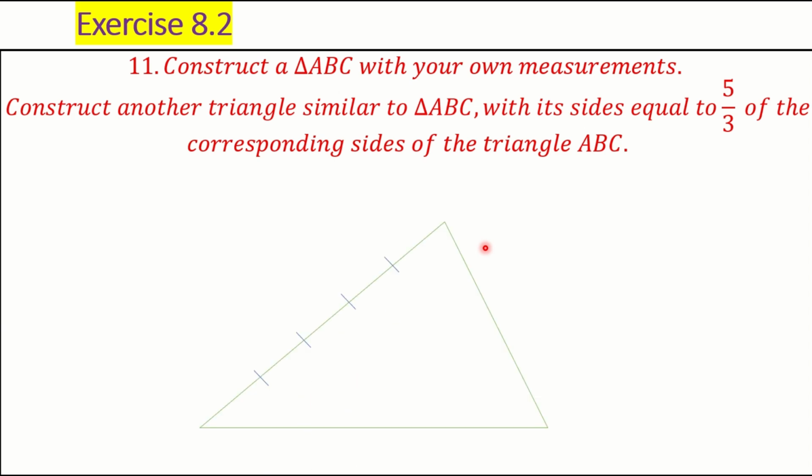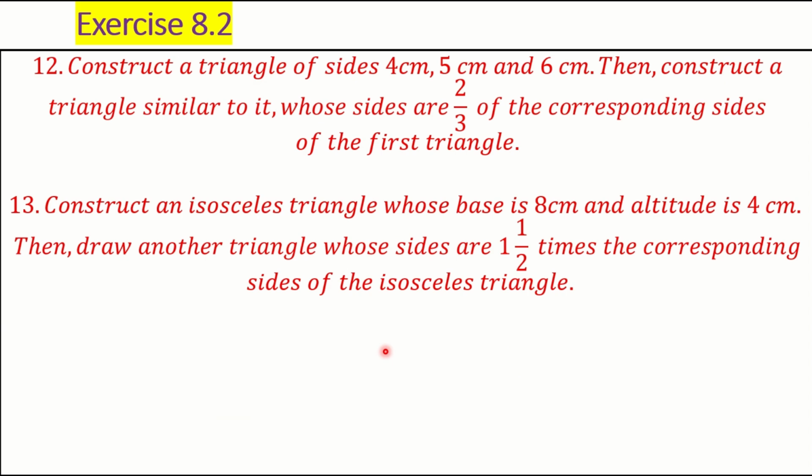So you cut it like this, and then cut the other side also. To get 5 by 3, each side is divided into 1, 2, 3, 4, 5 parts, and I'm taking 3 parts. If you join these two points, this will be parallel to the third side and all the sides will be in 5 by 3 ratio. This is how we construct. Next, these two are also exactly the same. You can look at the previous example and construct in the same way.